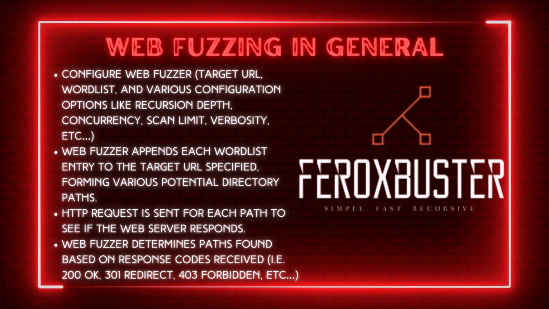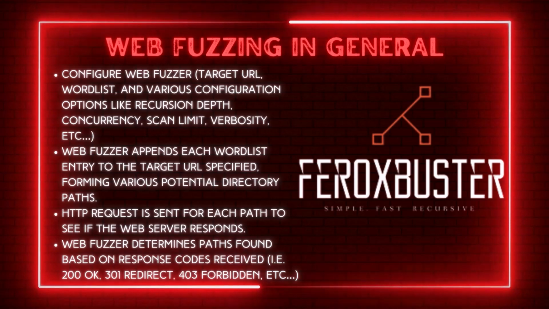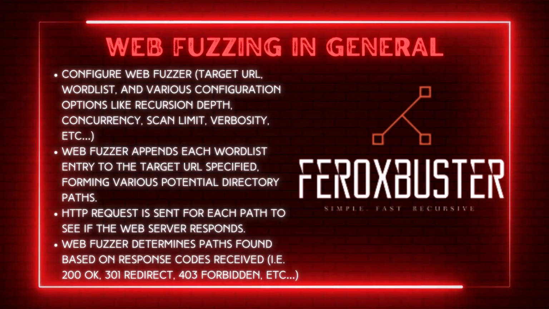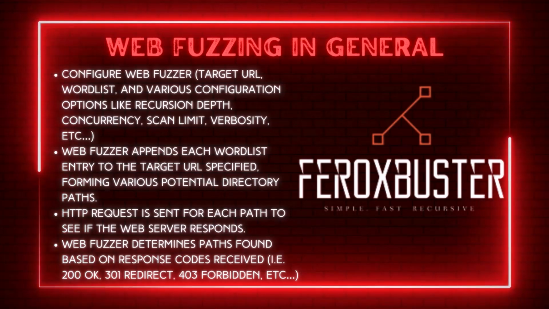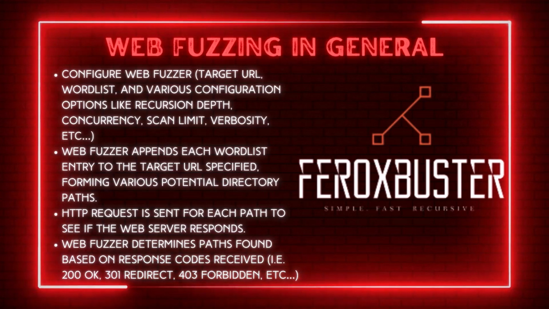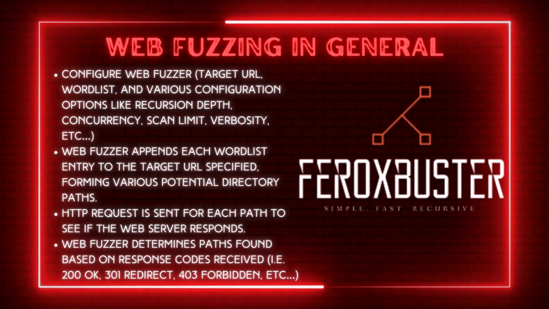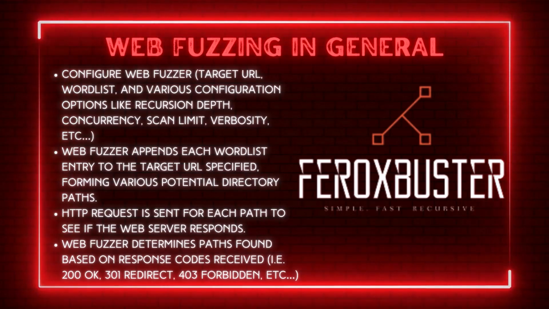The web fuzzer determines what paths are found based on the response codes received from the web server, such as 200 OK, 301 redirect, 403 forbidden, etc. Based on the returned responses, a 200 OK may indicate that a path exists and it may contain hidden files, admin interface, or backup data. As an example, a redirect may lead to hidden content or valuable access points. A forbidden path, when correlated with other gathered information, may indicate hidden resources.